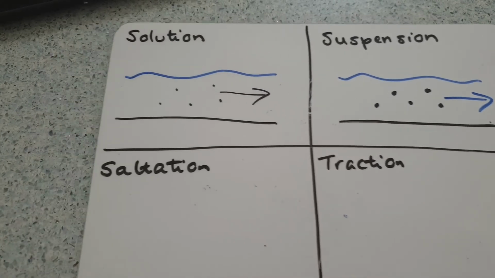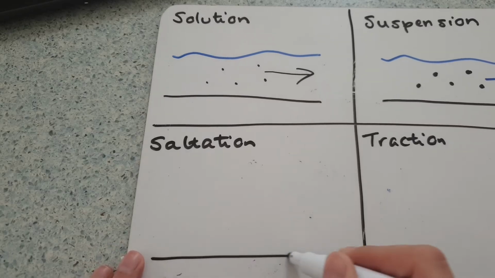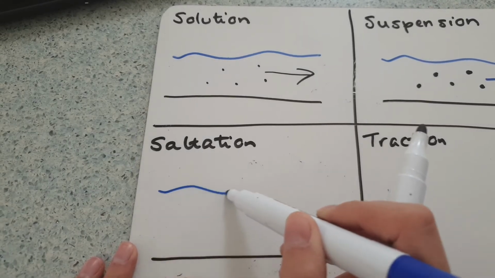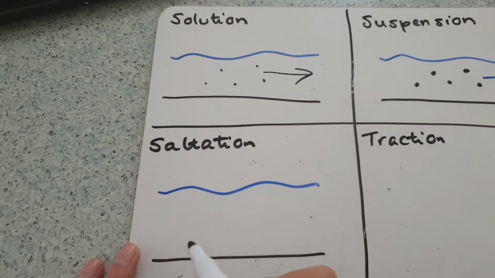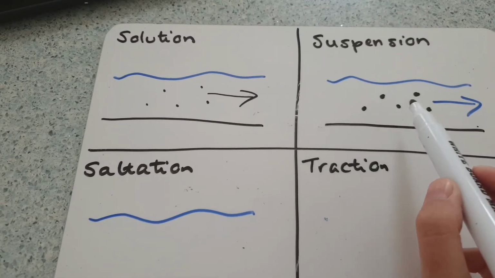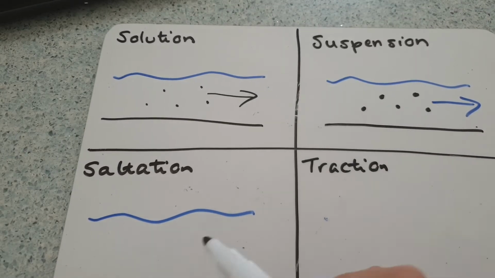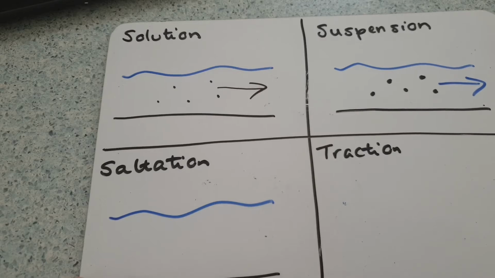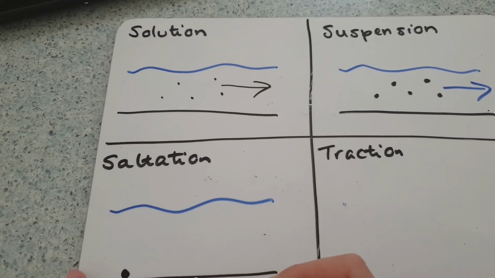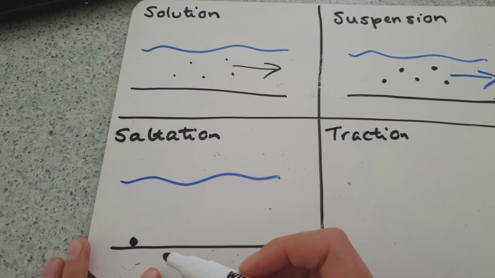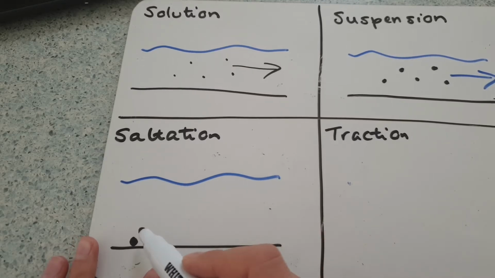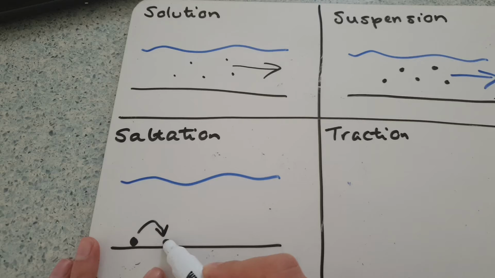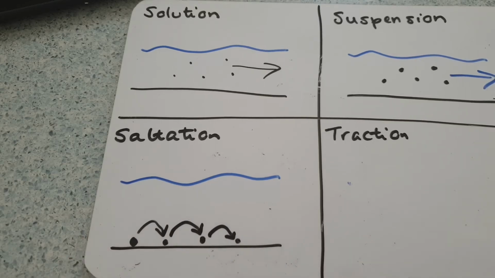Saltation, again, same as in coasts. Let's do our riverbed down here and our moving water. So anything that's a little bit bigger than our particles that are in suspension might be moved by saltation. They're probably a little bit too big to be picked up by the force of the water, but they're still small enough that they can be moved a little bit. What happens to these is they just kind of jump and hop along the riverbed.